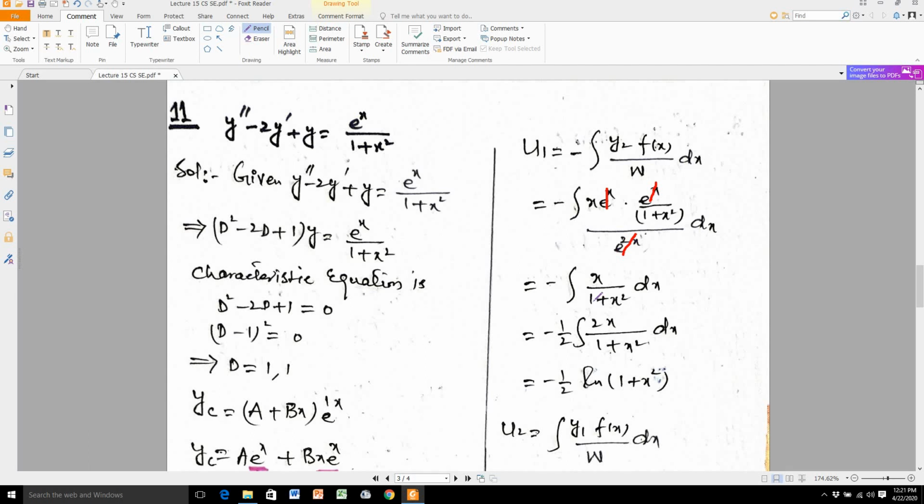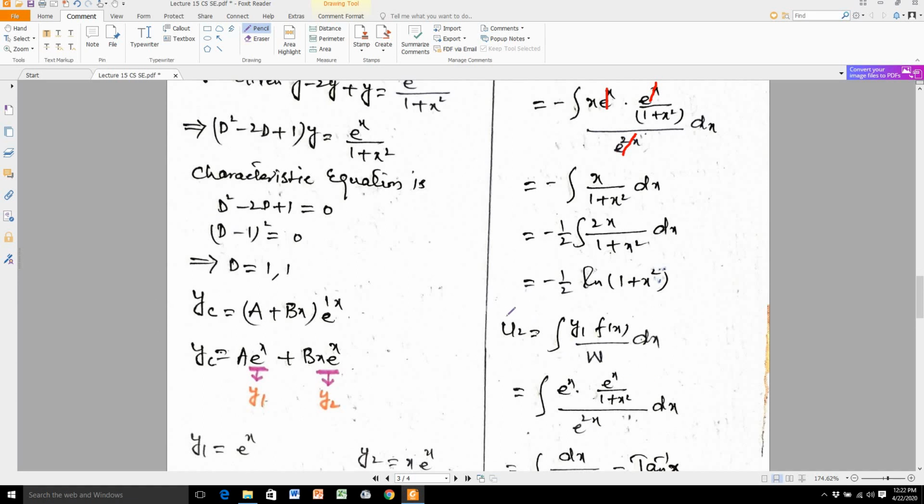Now by using the property of integral here, the differential of 1 is 0 and the differential of x square is 2x. So you see here a 2 is missing. So I multiply with 2 and divide also by 2. Here you see I am dividing by 2 and then multiplying by 2. Now the derivative of this 1 plus x square, or the differential of this 1 plus x square, exists in the numerator. Then you see minus 1 by 2 log natural 1 plus x square. Hope you understand this. Then u2 is equal to integral y1 f of x divided by W dx.